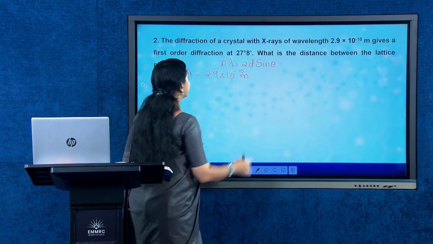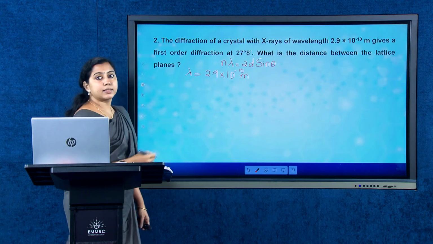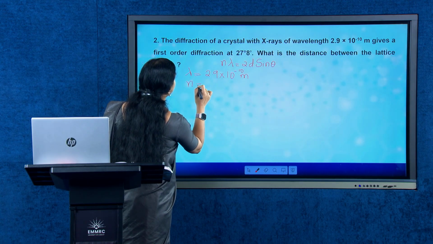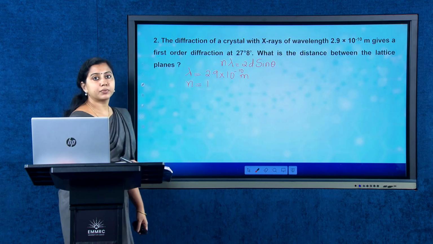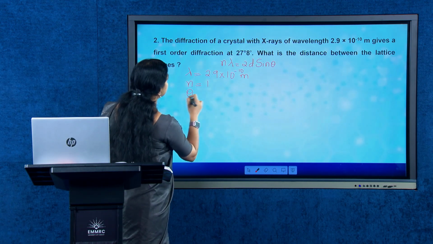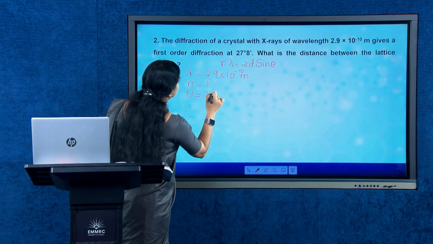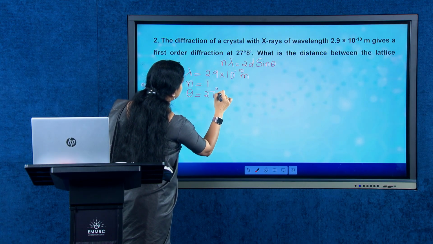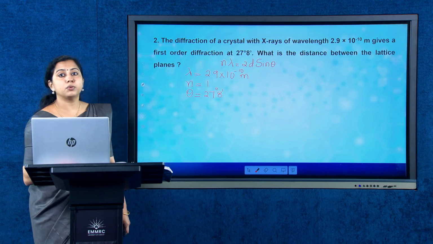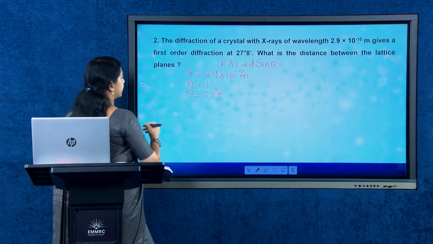2.9 into 10 raised to minus 10 meters. It is given that it is a first order diffraction. So, if it is a first order diffraction, the value of n is equal to 1. The angle is given, that is theta is equal to 27 degree 8 minutes. Now, we have to find out the distance between the lattice planes.